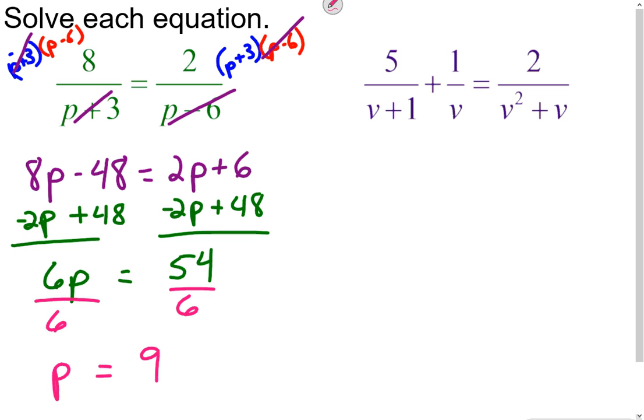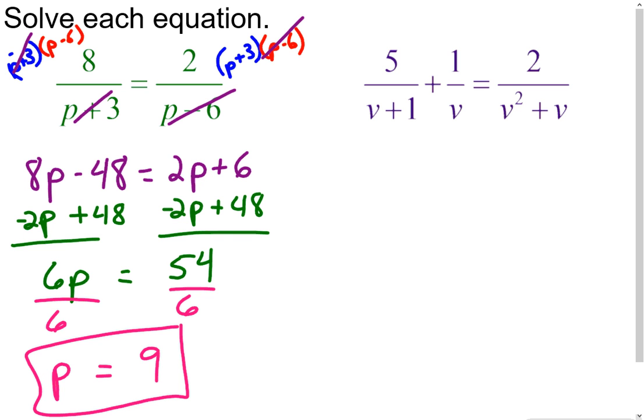Now, with a rational equation, we need to check to make sure that this solution of 9 does not make the denominator in the original equation equal to 0. Because if the original equation has a denominator of 0, we can't divide by 0, and that wouldn't make sense. But if I go to my first denominator, well, 9 plus 3, that's 12, that's okay. And if I go to my second one, 9 minus 6, that's 3, and that's okay as well. So then, yes, p equal to 9 is the solution to that first rational equation.